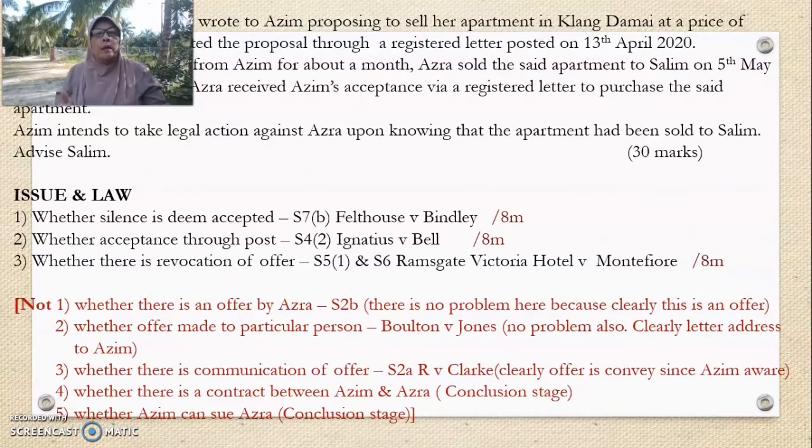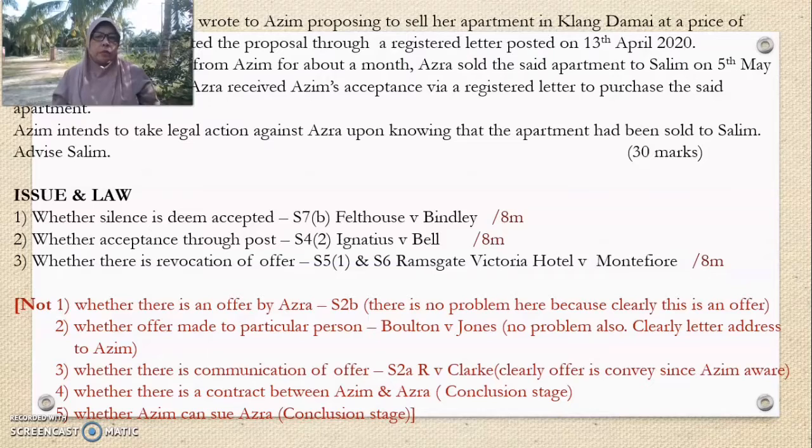Okay, so that's why we need to identify the issue and law. If you can see the ones in red, I have written the word "not" one, two, three, four, five. What this means is that this is not the issue here. Why do I say this is not the issue? Whether there is an offer is not an issue here. Whether the offer was made to a particular person is not an issue here. This is because it is clear.